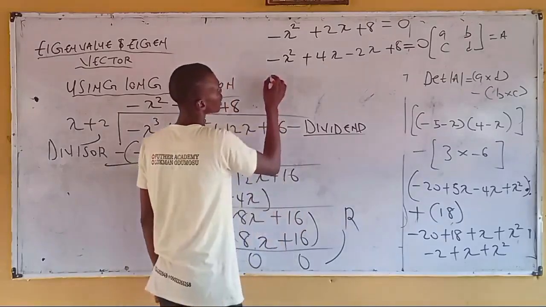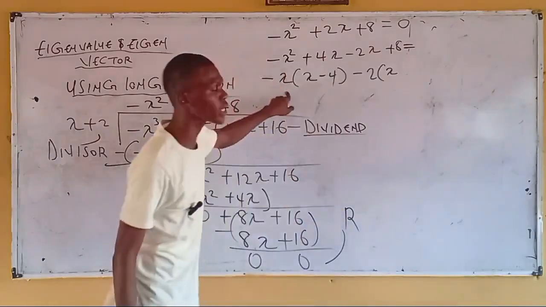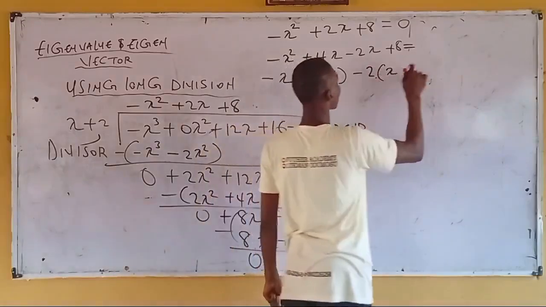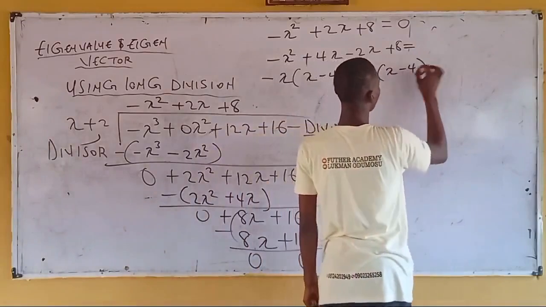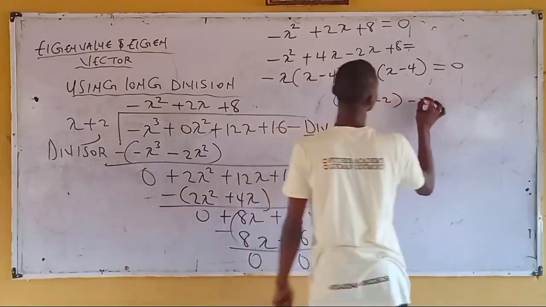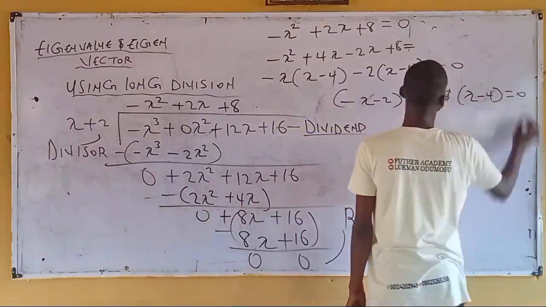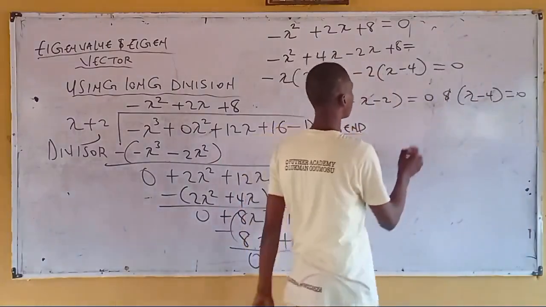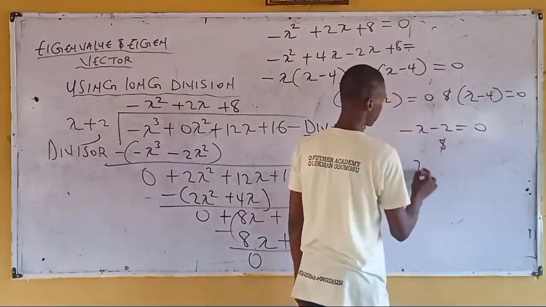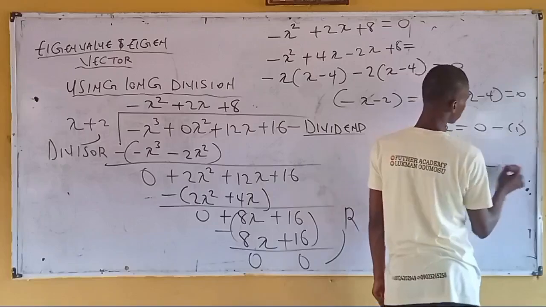Now from here, this becomes what? Negative lambda all into brackets, lambda minus 4, minus 2 all into brackets, lambda minus what? 4 equals to 0. Meaning that negative lambda minus 2 is equals to 0 and lambda minus 4 is equals to 0. Now let's solve. Call this 1, call this 2.